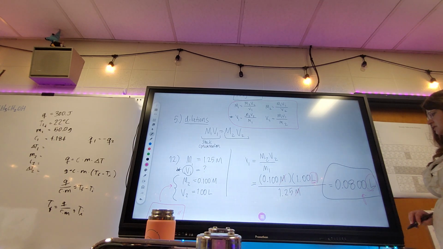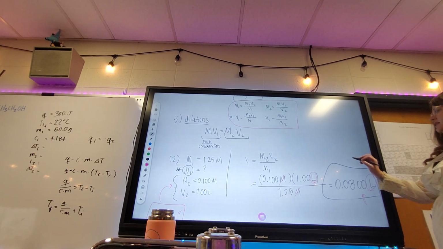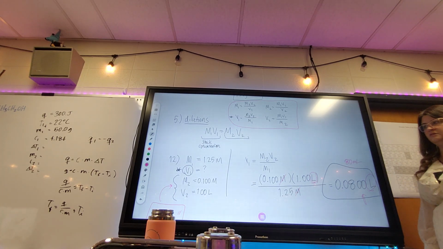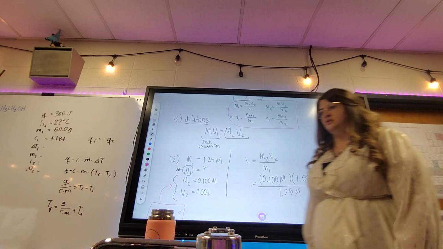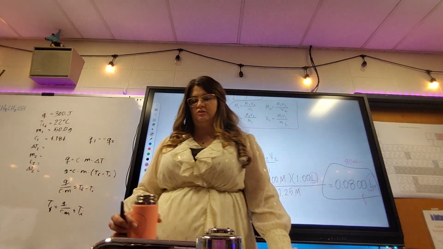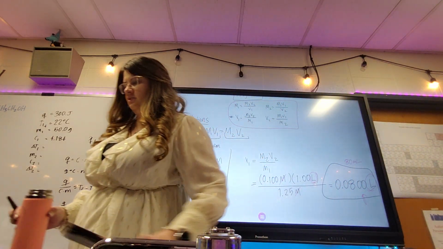So what does this mean? If I wanted to make this solution in the lab, I'd need 80 milliliters of my stock solution and to dissolve it in a full liter. 80 milliliters is a really small amount. It's almost 3 of those shot things that you would only take of, you know, medicine.